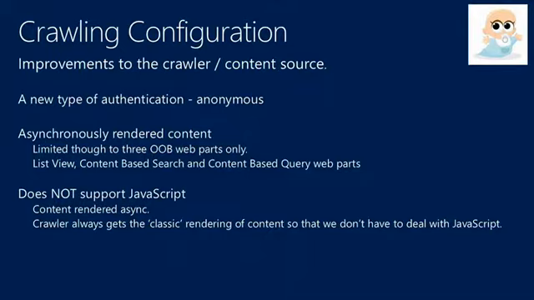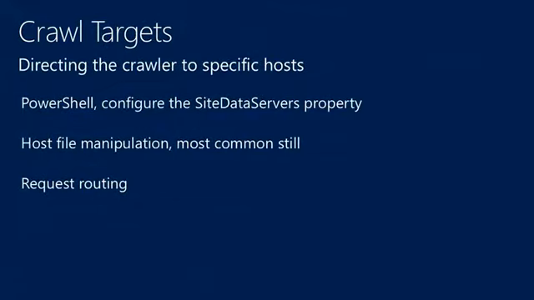The continuous crawl we've mentioned already. Things like async rendering, so content web parts that might be, for example, security based on an end user's view of the world, if you like, from a SharePoint perspective, or audience targeted web parts. The SharePoint engine is able to asynchronously render those and gets a view of those web parts, so we're not losing the ability to crawl content anymore. Crawl targets, Victor mentioned earlier about using request routing. Other things we can do is obviously through PowerShell we can configure the crawl targets, and we can do host file manipulation, which is probably the most common way to do crawl targeting these days.